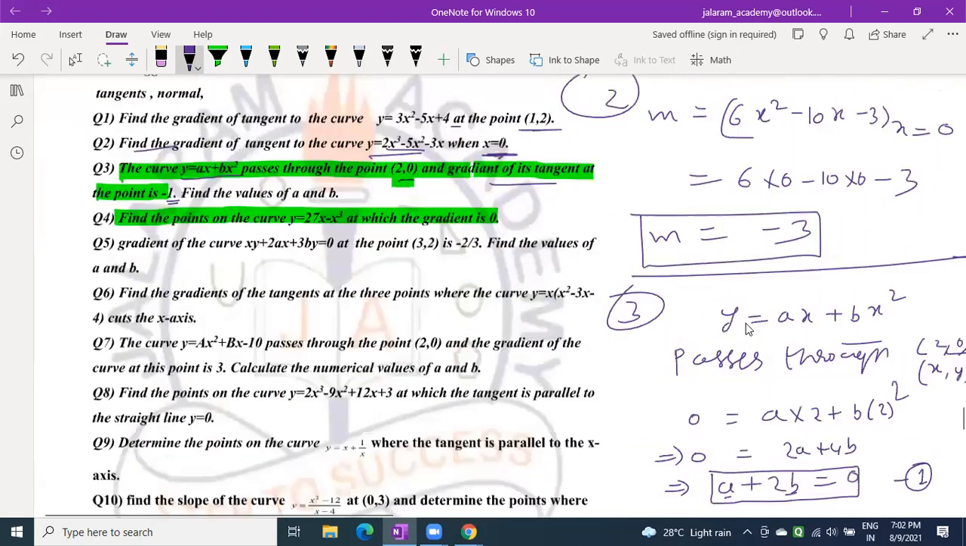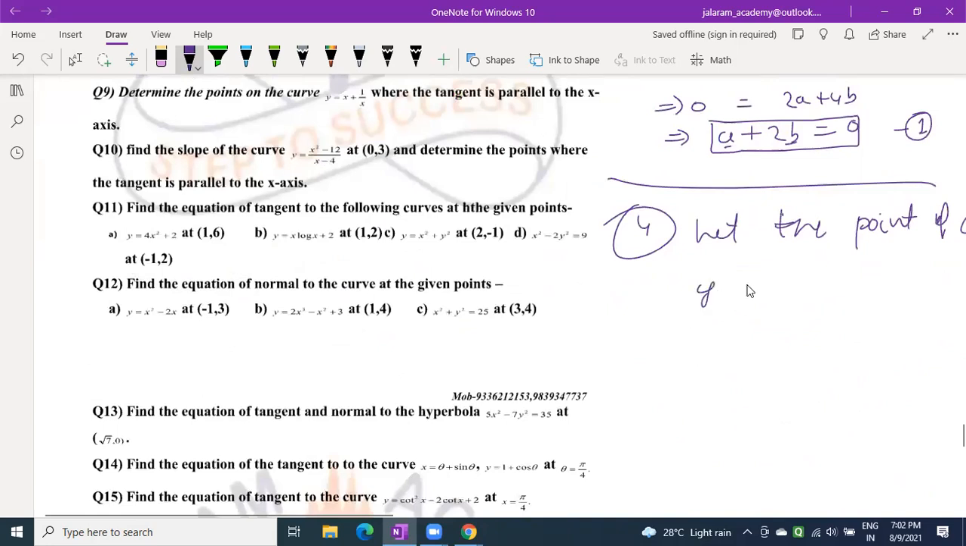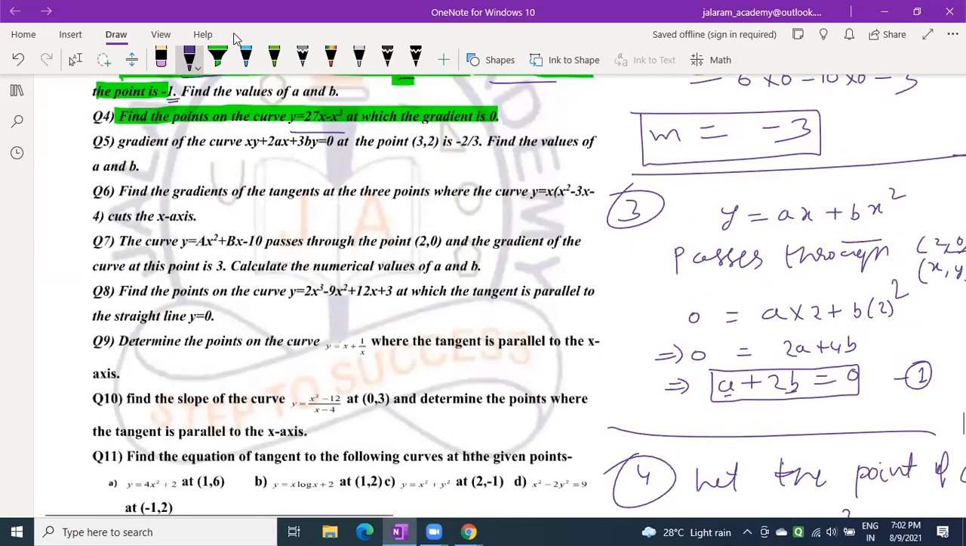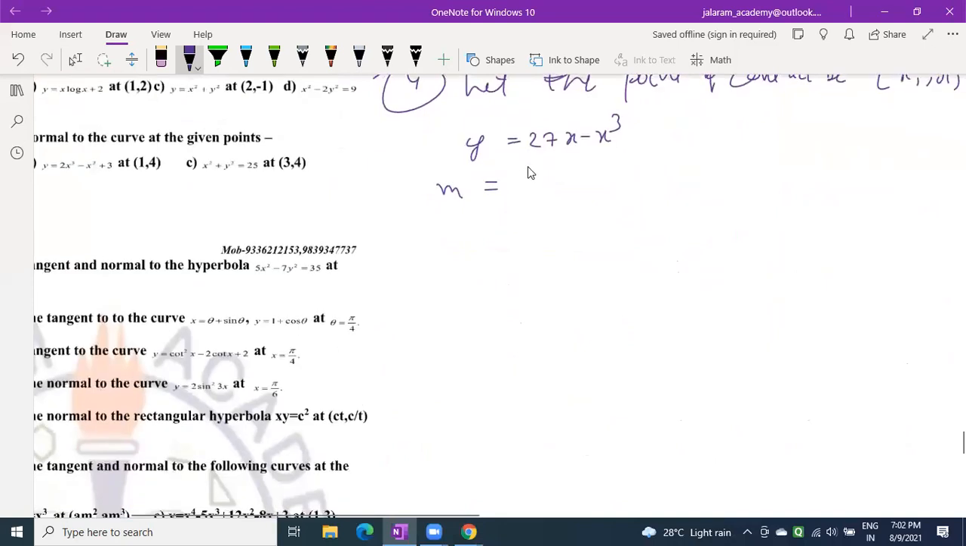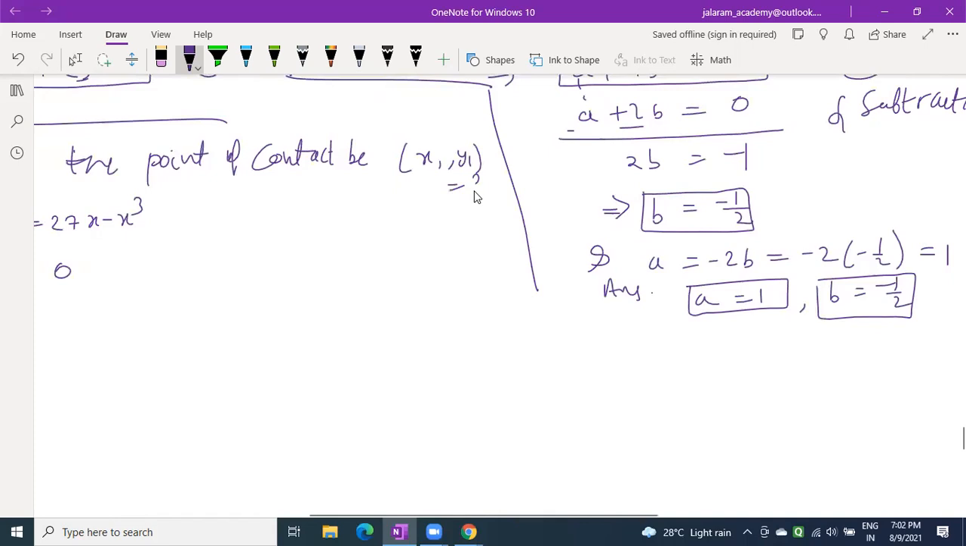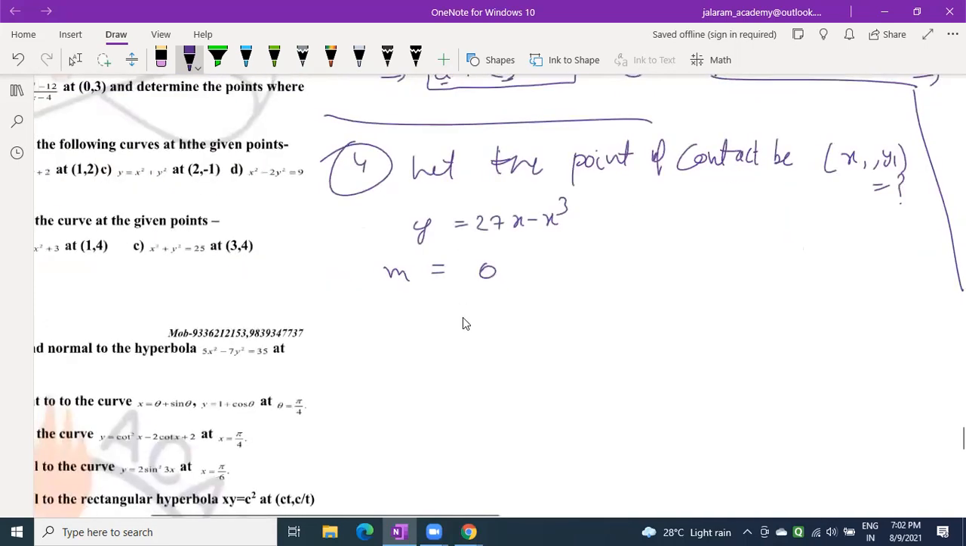Find the point (x1, y1) on the curve y equals 27x minus x cube at which the gradient is 0. What is the gradient? Gradient means slope. The slope is 0, and we have to find this point (x1, y1). Okay, so how to find this?